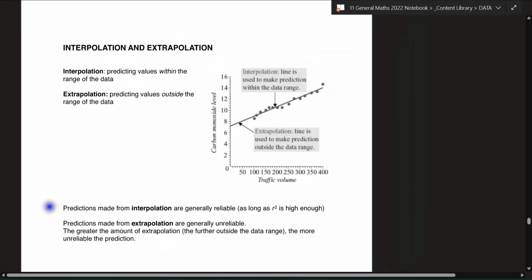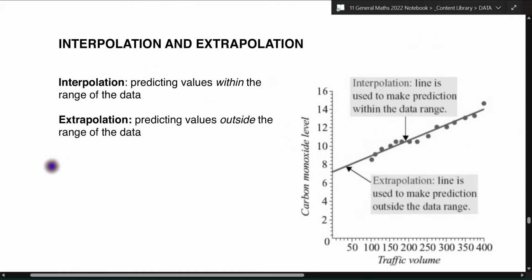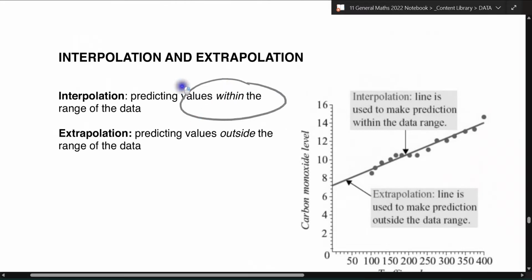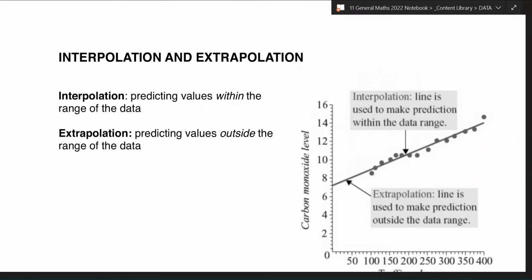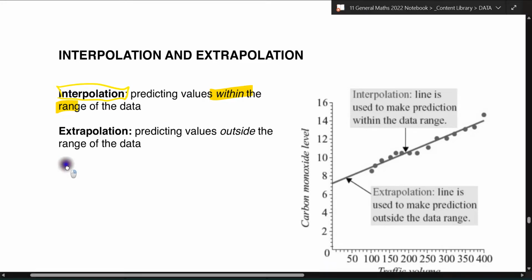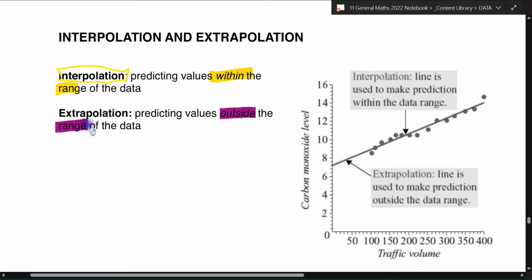All right, so why do we make predictions? It's to understand whether the prediction is interpolation or extrapolation. So is it within the range or is it outside the range? Whenever you're making a prediction within the range, within the values, it's interpolation. Remember that. If it's outside the range, it's going to be extrapolation. Within the range, interpolation; outside the range, extrapolation.